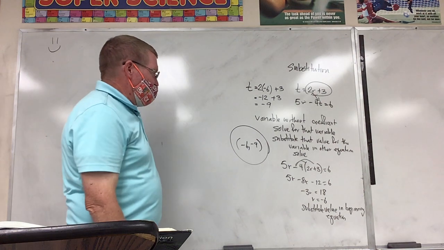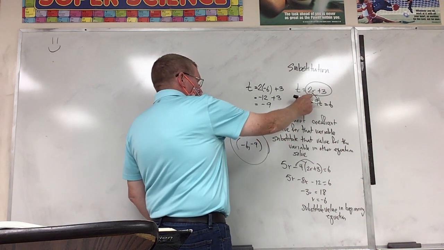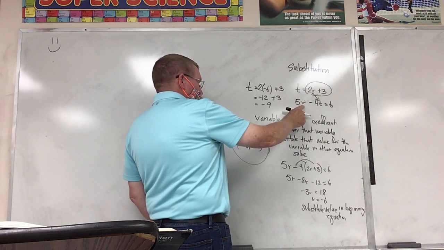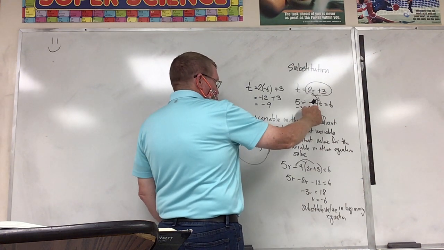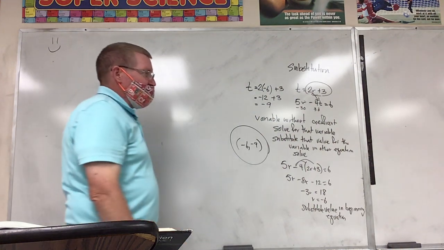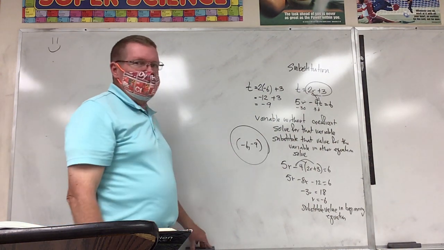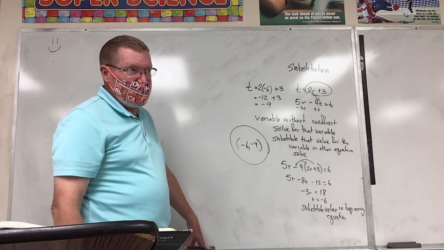Answer. Check your answer just to make sure. Negative 6 times 2 is negative 12, plus 3 is negative 9. Put it in here. Negative 6 times 5 is negative 30. Negative 9 times negative 4 is 36. Negative 30 plus 36 is 6. So it works. This is my answer. You should always know if you have your answer correct, because you can always check your answer and see if it works.